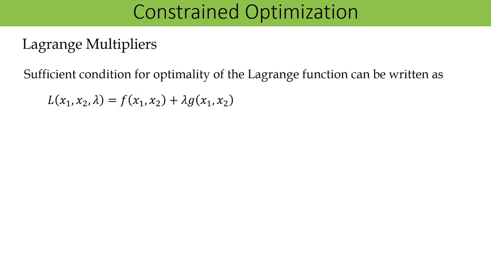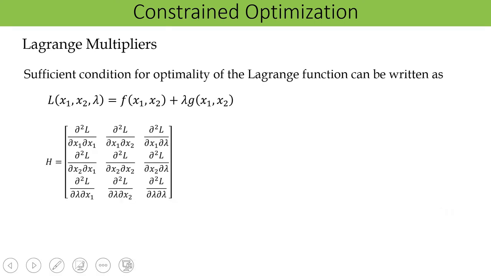Okay, so therefore the sufficient condition for optimality of a Lagrange function can be written as follows. What is the sufficient condition? I think you remember that for a multivariable problem, we have to calculate the Hessian matrix. That means we have to calculate the second derivative. So that will be a matrix, and this is a Hessian matrix.